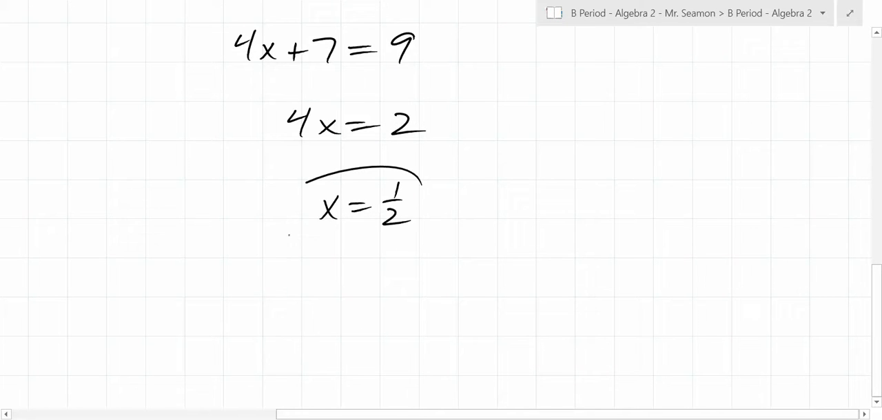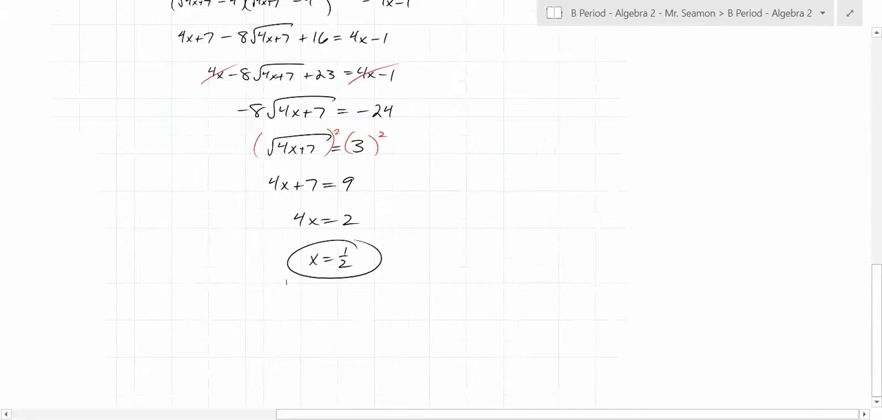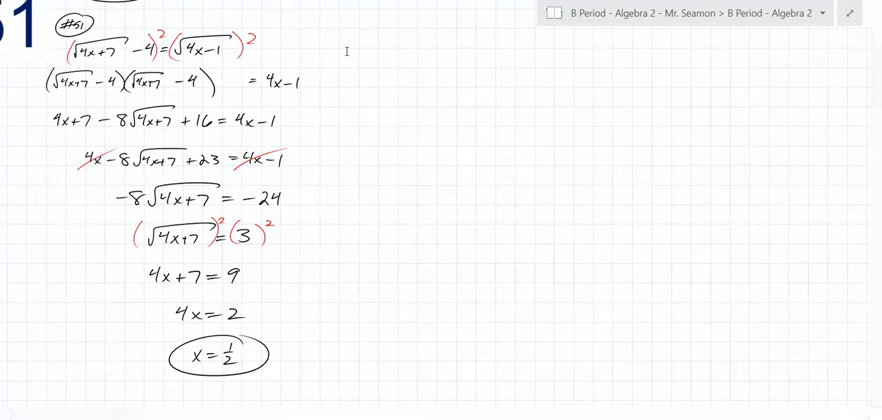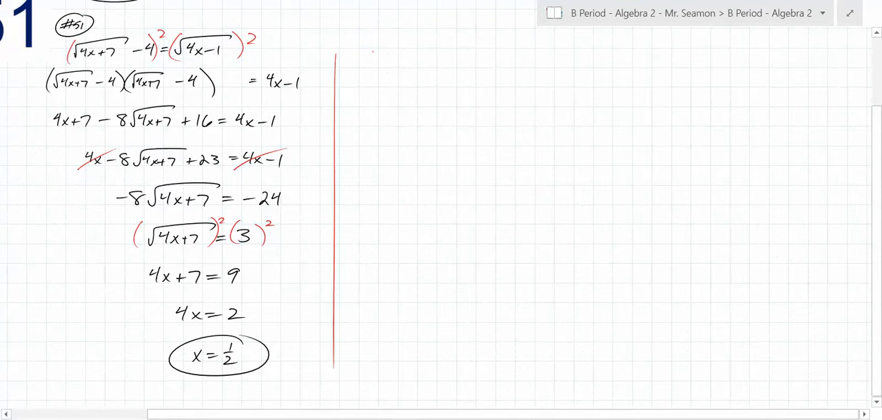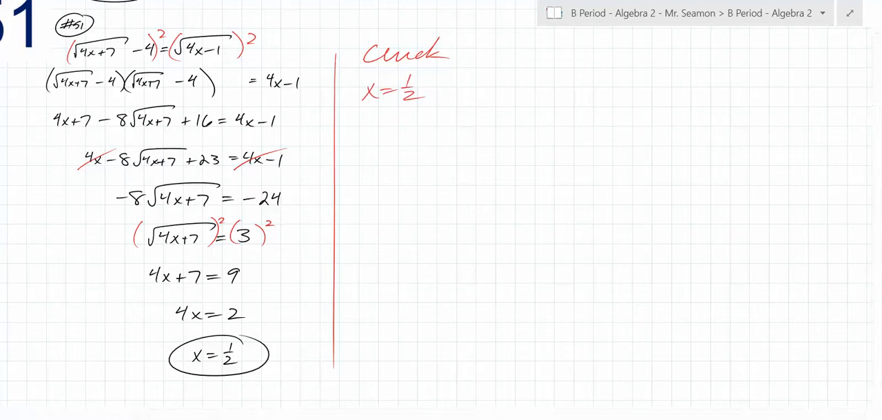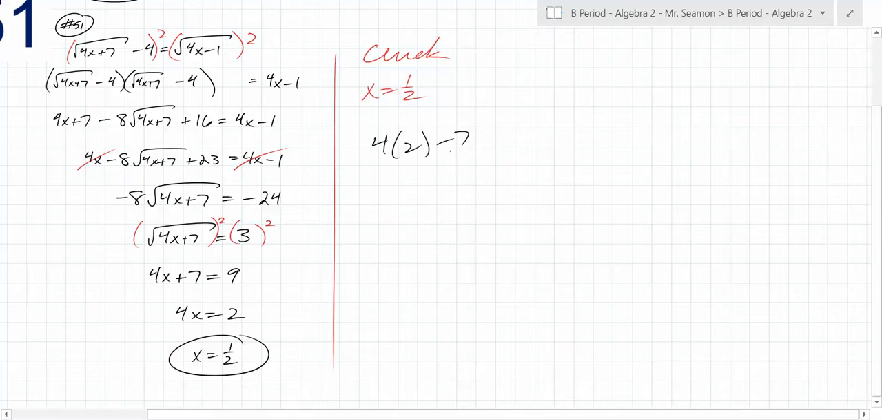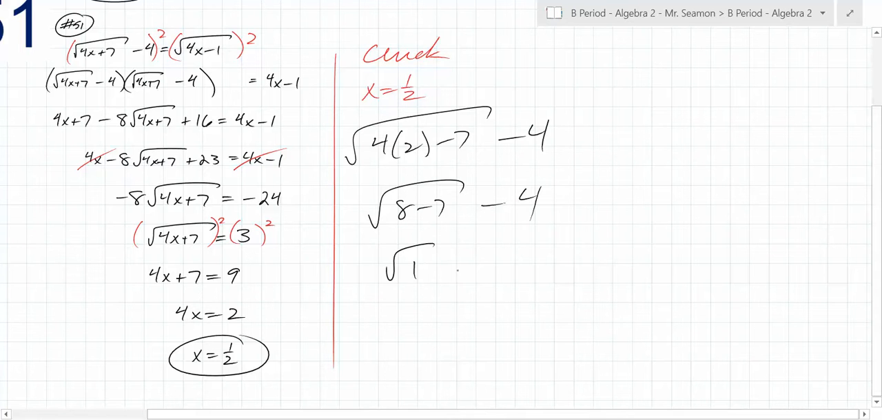Now here's the thing. What have I told you over and over again you need to do with these radical equations? You really need to check them, right? You really, really need to check. So we're going to check this. It's x equals 1/2. So what do you do on the left and the right? So it's going to be the square root of 4 times 2 plus 7, minus 4. That's the left side. So what's that going to be? The square root of 8 plus 7 is the square root of 15 minus 4.